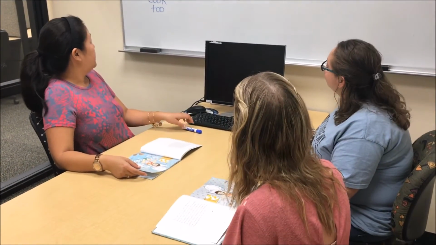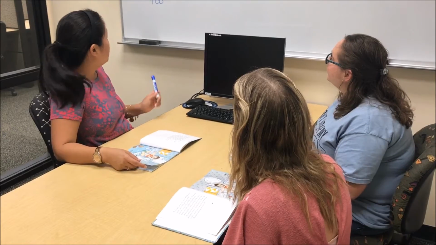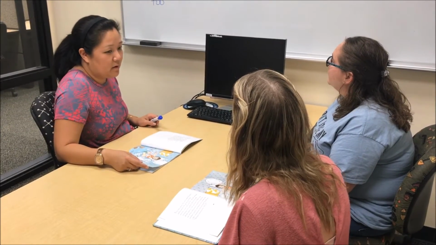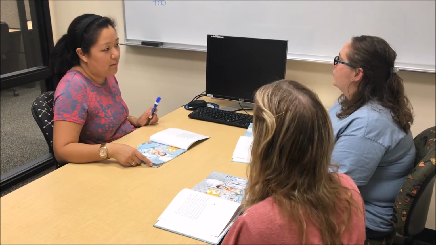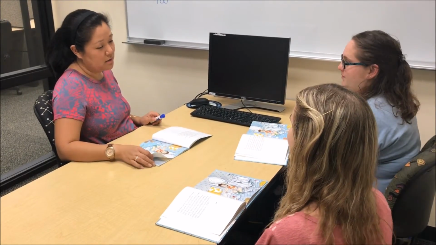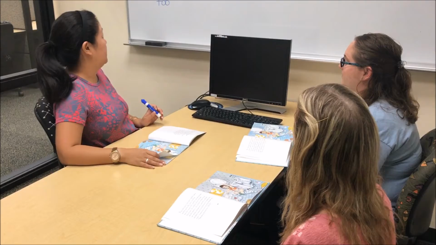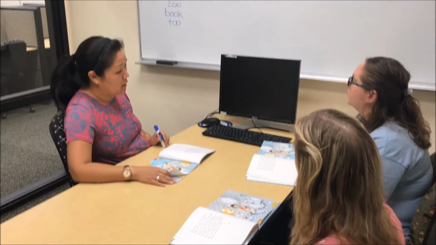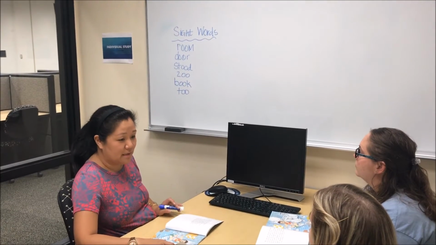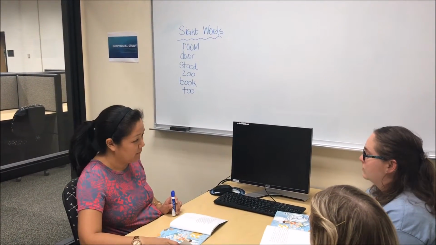And zoo. Zoo, right. So what do book, store, and zoo all have in their words? Two O's. Two O's, right. So that's why we're focusing on our sight words this week, the double O sound, right? So room and door both have 2 O's, but they sound a little different when you say them, right?